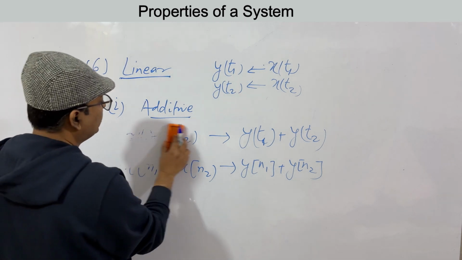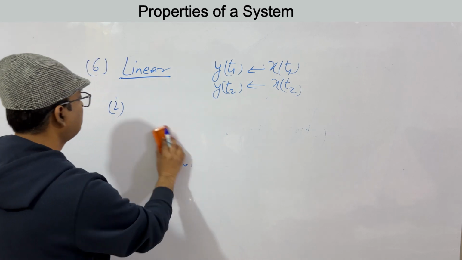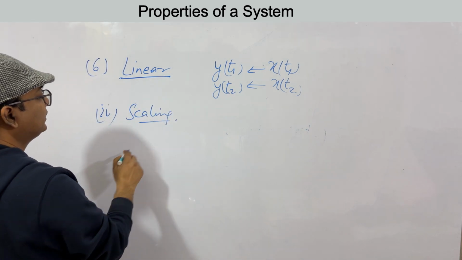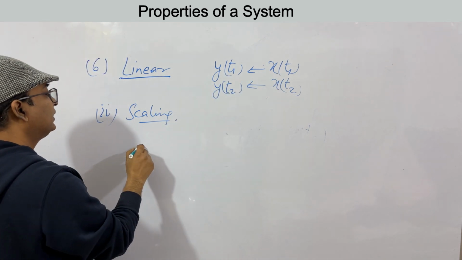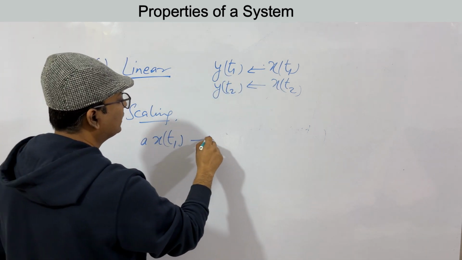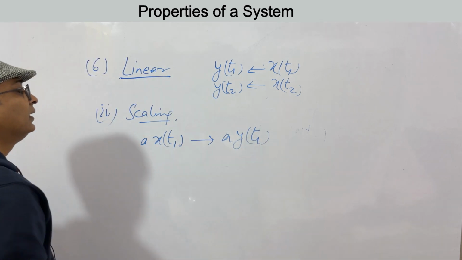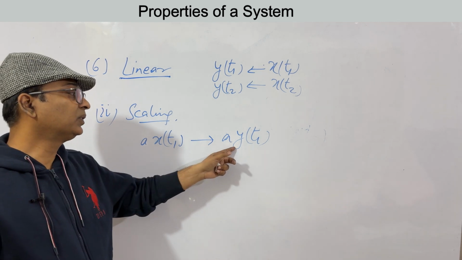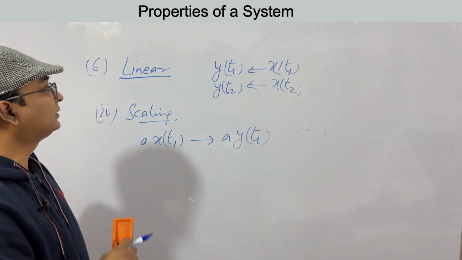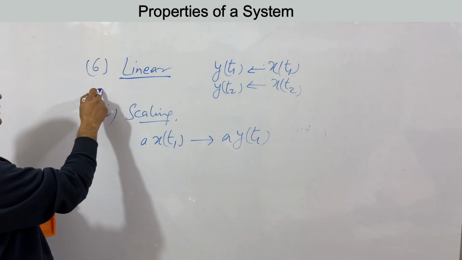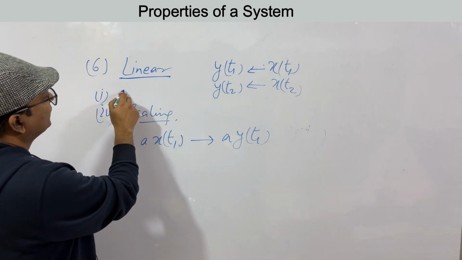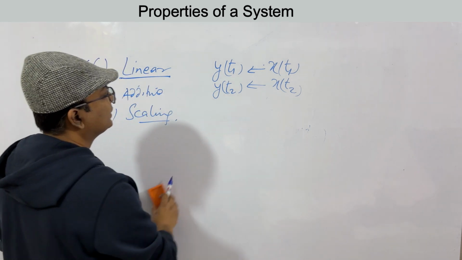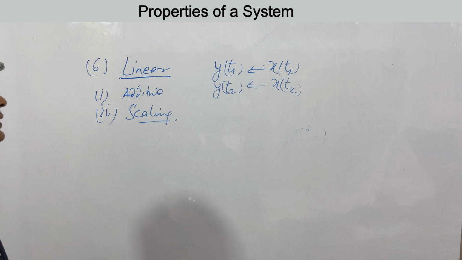And the second property is called the scaling property. The second property of linearity is the scaling property. What is it? If x1(t) results in y1(t), then a times x1(t) should result in a times y1(t). That is, if the input signal has been scaled up by a multiplying factor of a, the output signal should also be multiplied by that factor a. This is scaling. So if a system possesses these two properties, first additive and second scaling, we say the system is linear.